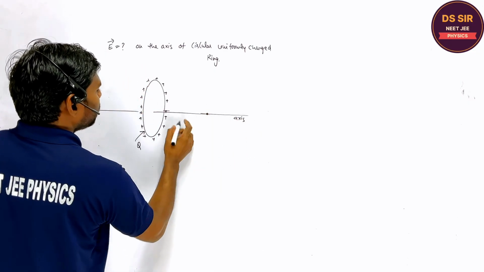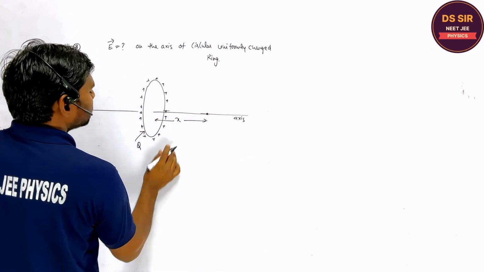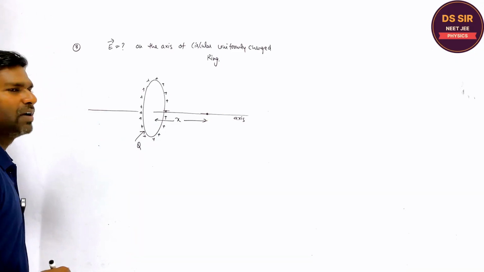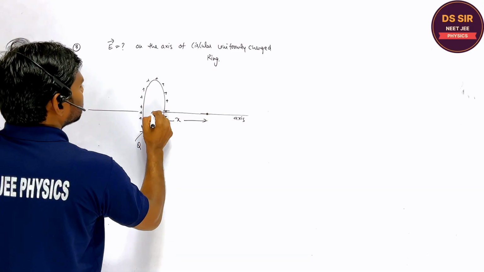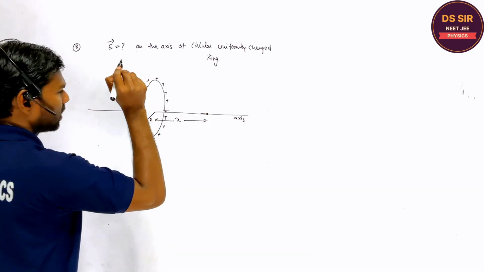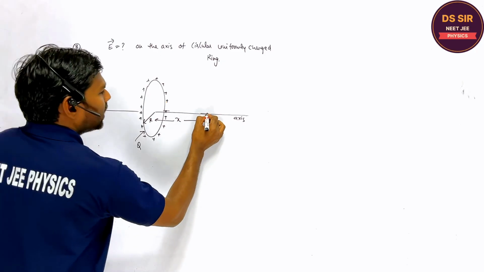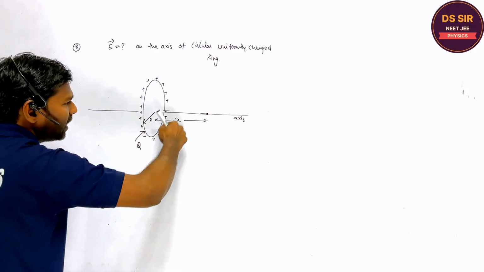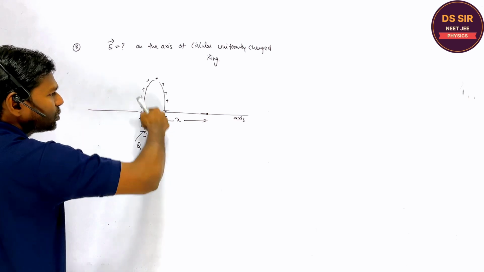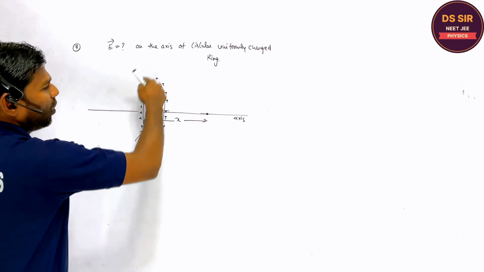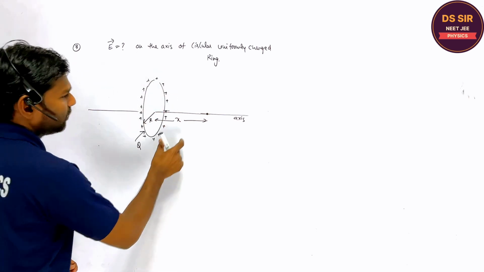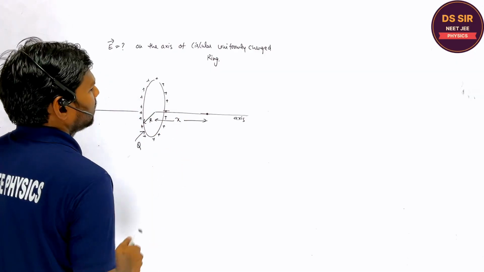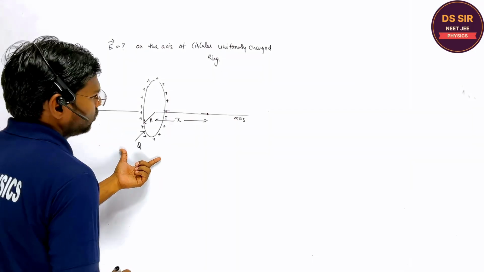So at this point on the axis, from the center of the ring, you have to find the electric field. Suppose the radius is R. At this point you have to find the electric field, and the charge is distributed uniformly over the circumference of the ring. First copy this and think how to solve this.